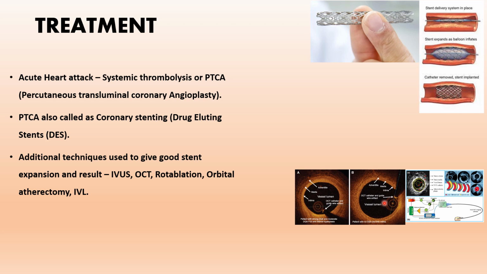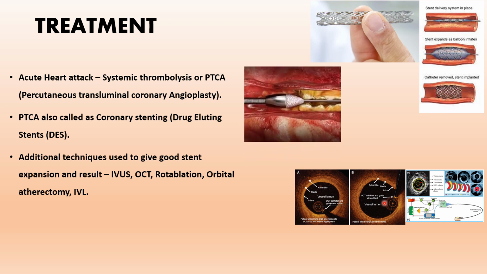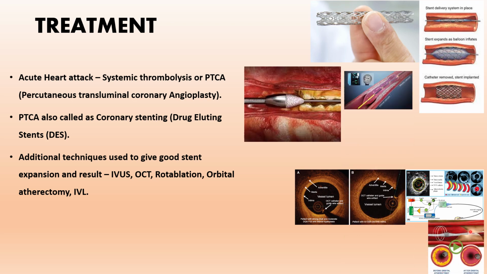And whenever there is calcium, which is like cement, hard, in these cases we have to use additional techniques like rotablation, where we will drill that calcium with a special device called a rotablator, or we can do orbital atherectomy. This is another mechanism. Or we can keep a balloon and give ultrasound wave pulses, which lyse this calcium and give a proper channel to place a stent and expand it properly. These are the additional techniques which can be used.